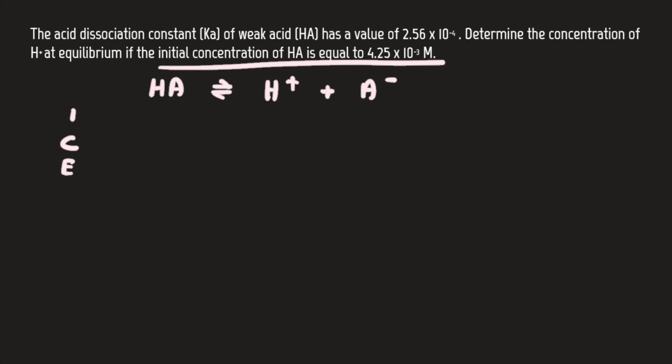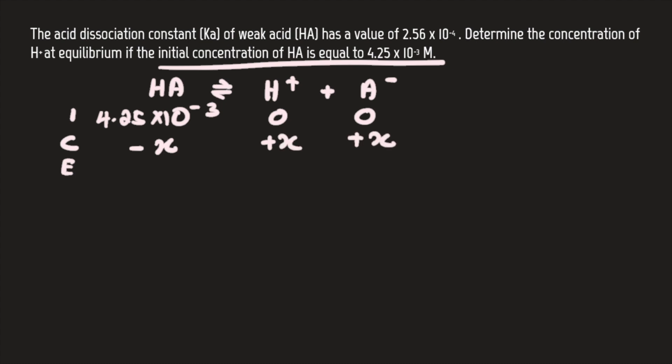So the initial concentration is 4.25 times 10 to the power of negative 3. Initially there will be no dissociation, so 0 and 0. So whatever is in the reactant should be minus. So this one is minus x, plus x, plus x.